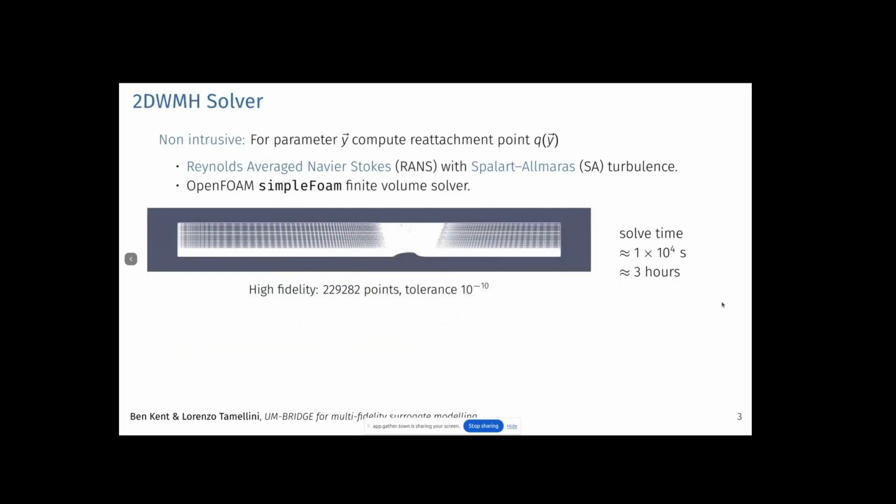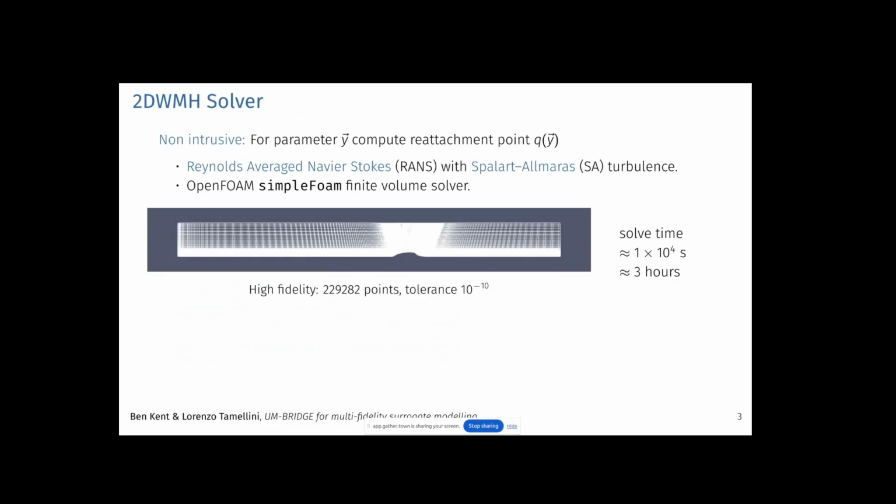So obviously we can't do lots and lots of experiments. We look to numerical solvers, and people have been studying these things for many years, but particularly for single realizations, obviously. So we can use these non-intrusive methods where we can use the existing solvers for different realizations of our parameters to compute the reattachment point q for different choices of our parameter y. So that's kind of the fundamentals of surrogate modeling. And in particular, we're going to use a Reynolds-averaged Navier-Stokes model with a Spalart-Allmaras turbulence model and solve these equations using the simpleFoam solver in OpenFOAM, so it's a finite volume solver.